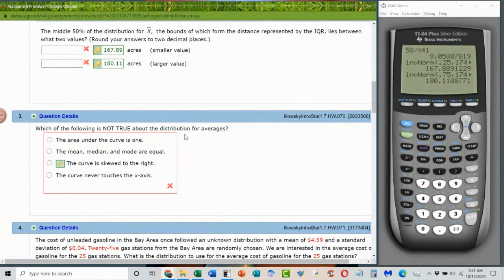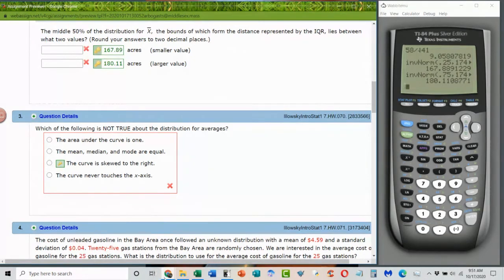Which of the following is not true? Well, the area under the curve is always 1. The mean, median, mode are equal. So because they're equal, they're not skewed. You can't have this and this be true.